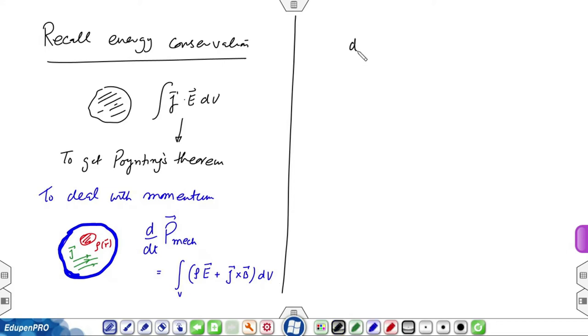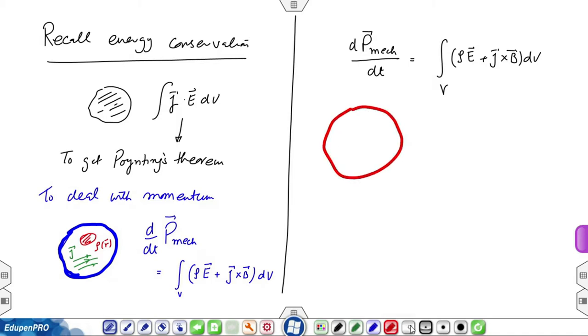So, we are looking for the change in the mechanical momentum with time, and this is equal to the integral over this volume of rho E plus J cross B dV. Let me remind you that here is this volume inside which there are these charges and these currents J of r. Now, like we did for the energy theorem, the Poynting theorem, we are going to transform things using equations for rho and J.